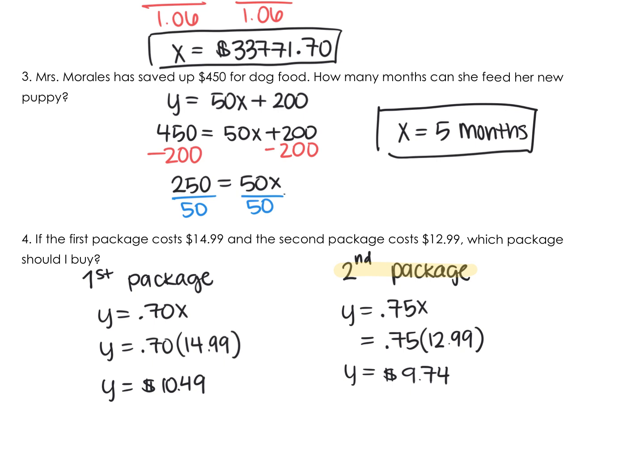So just kind of something to keep in mind when you're purchasing anything. Just because something is a bigger discounted price, so a bigger percent off, doesn't necessarily mean it's the better deal. So you always want to double check those things. So let me know if you have any questions about writing a linear equation or solving for x or y.